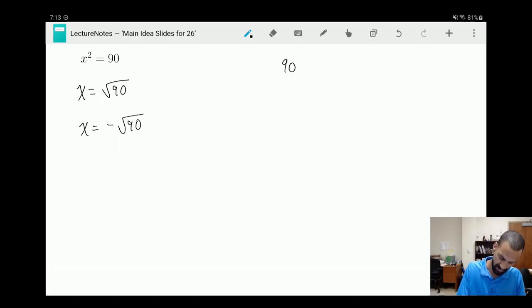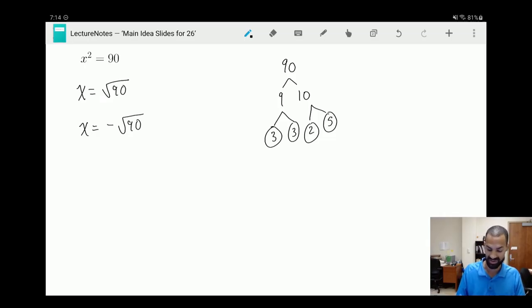If I take 90 and break it up, 90 is the same thing as 9 times 10. Okay? 9 is the same thing as 3 times 3. There's my prime factorization there. 10 is the same thing as 2 times 5. There's my prime factorization there. So 90 is actually the same thing as 2 times 3 times 3 times 5. If I multiply that together, it equals 90. So what can I do with that?